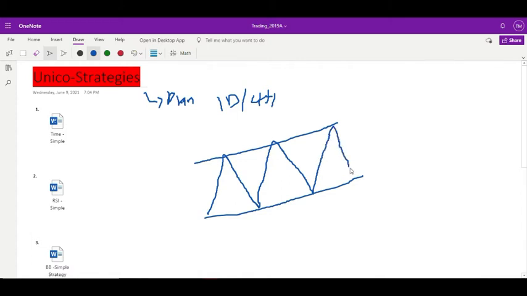So let's say it bounces here. You can see it's bouncing here. This is a channel, right? So it's bouncing here on this support. This is a resistance. So it's bouncing here on this support, right? So that's what we are saying from this strategy.